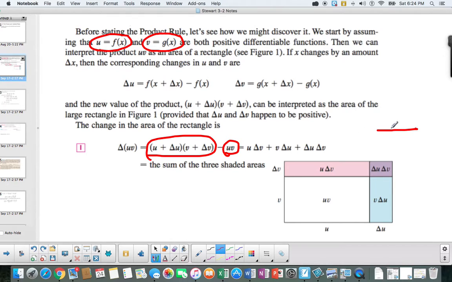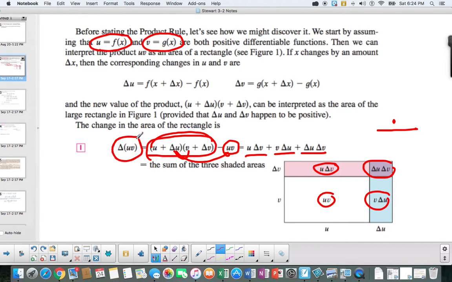So again, in our difference quotient, we're really working with the numerator part right here. When you multiply this whole thing out, you're going to have u times v, and then this times this will be u times delta v, and this times this will be this, and this times this will be this area right here. Now when you finally subtract u times v, then we're only working with the shaded areas right here. So these shaded areas represent the change in the product, which is just that numerator part.